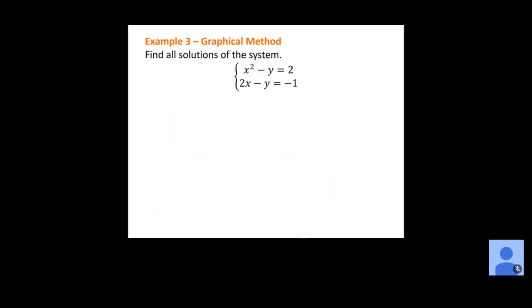All right. So now example 3, we're going to do this by graphing, right? So we want to find all solutions to this system. We have x squared minus y equals 2, 2x minus y equals negative 1. So again, we have the first one with an x squared. That's going to give us a parabola. Second one here, we have an x and a y to the first power. That's going to give us a line. So we have to think about what this is going to look like. But in this case, we're just going to go to Desmos. We're going to graph them both, and then we'll find our points of intersection that way.